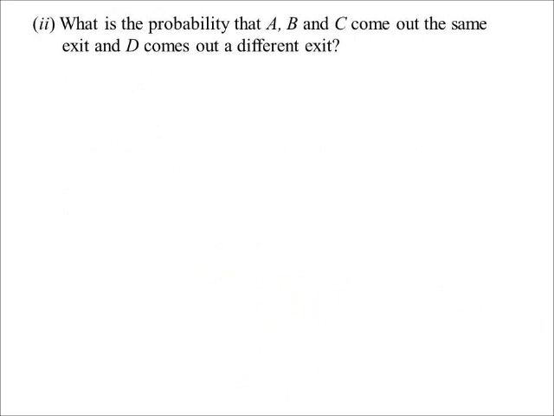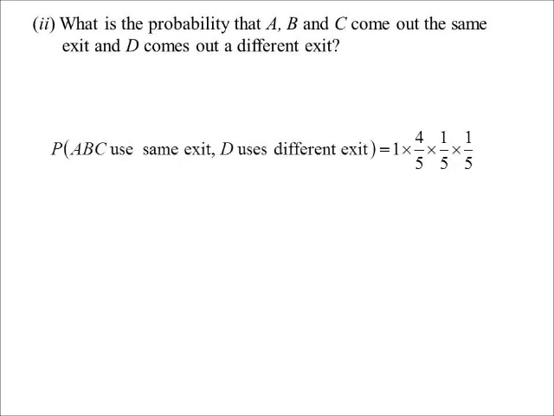So what's the probability that A, B and C come out the same exit, but D goes out some other exit? Okay. So A, B, C use the same one, D uses a different one. So the way I thought of it was, well, let's look after D. D's just going to go through a door. So there's one chance of it happening.